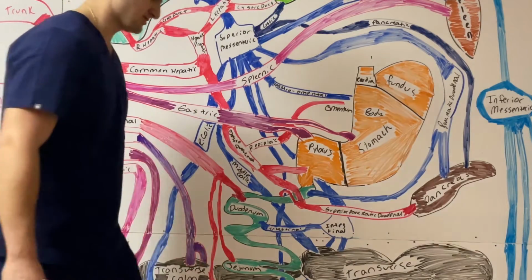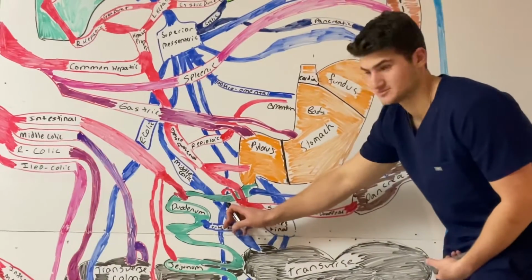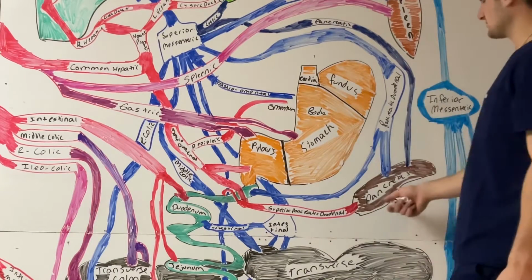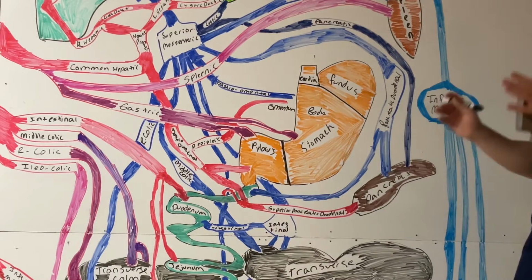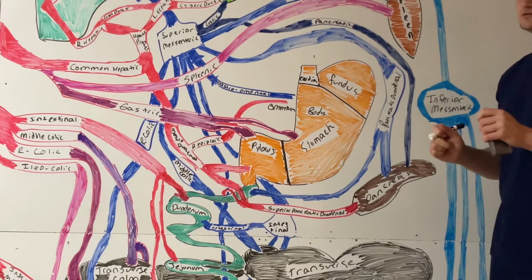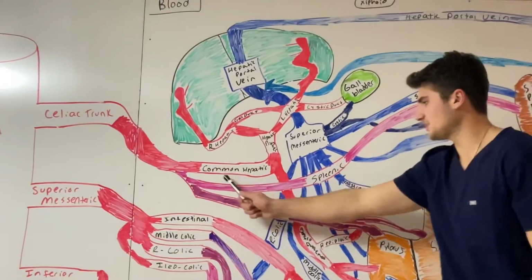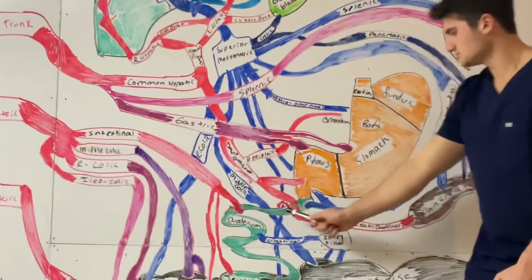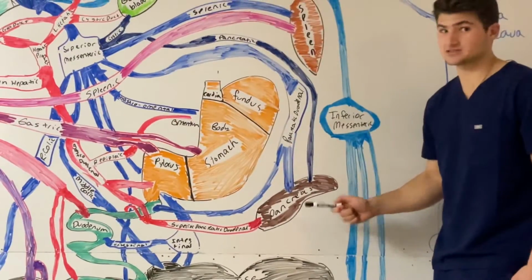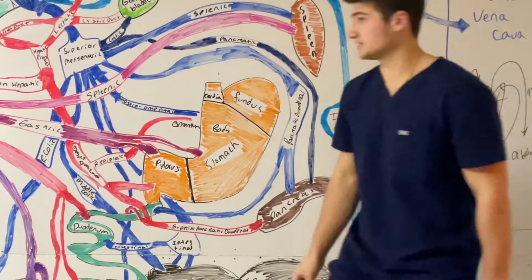All right, this is really getting confusing, right? The superior pancreaticoduodenal goes to the duodenum and to the pancreas. So where does the pancreas get its blood from originally? The main part of the abdominal aorta, the celiac trunk. We go celiac trunk, common hepatic, gastroduodenal, superior pancreaticoduodenal, pancreas. That's a crazy way to get to the pancreas, but I don't know, that's how God created us.